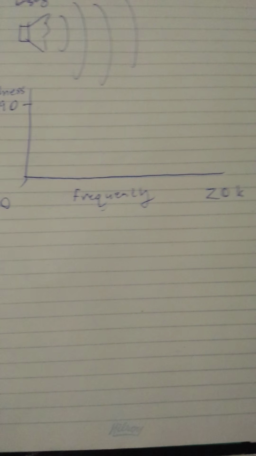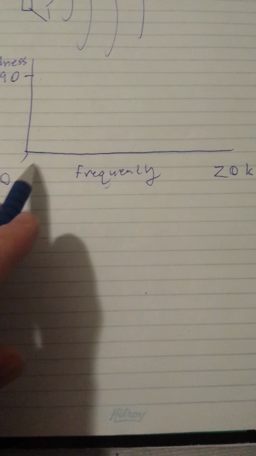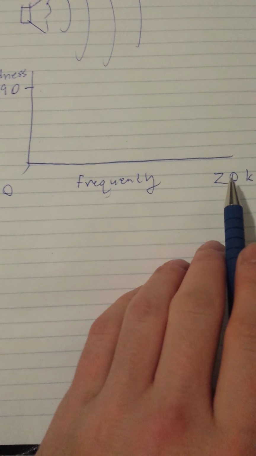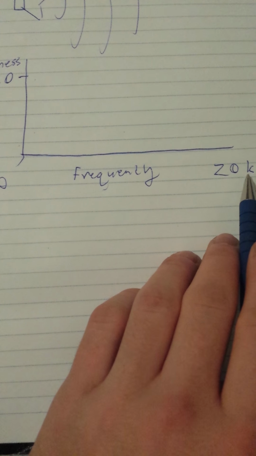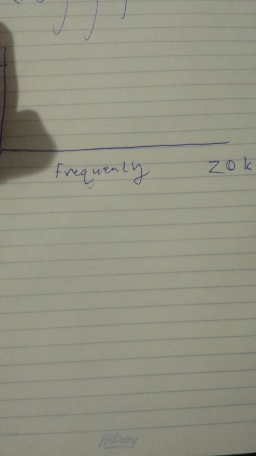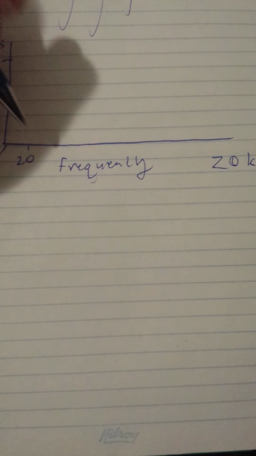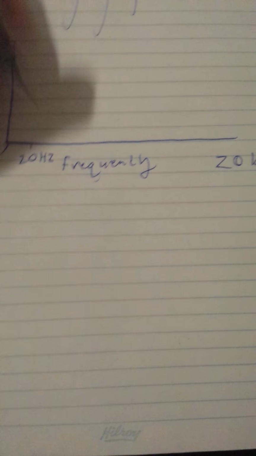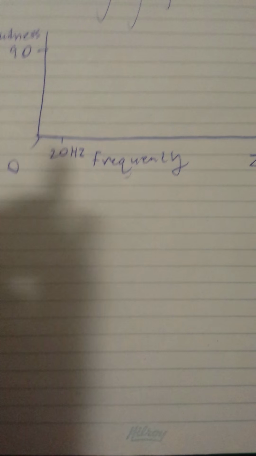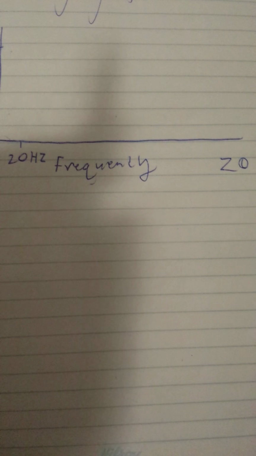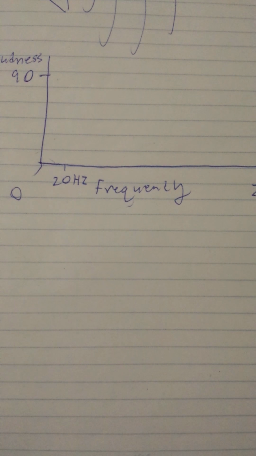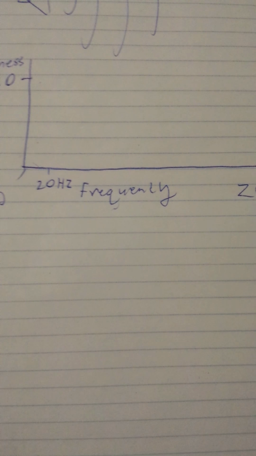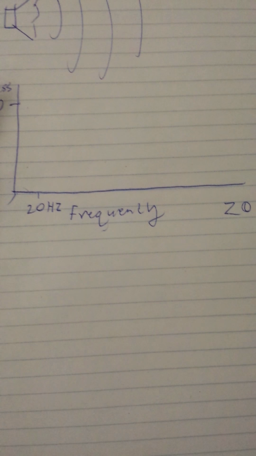And the typical frequency of human hearing is 0 to 20,000 hertz. But you can usually only hear down to 20 hertz. Anything below 20 really you experience as a pressure wave. You don't hear it, but you feel it. It's like a shock wave.